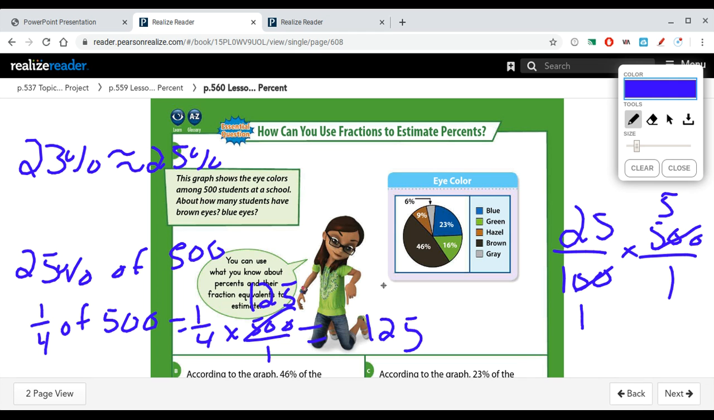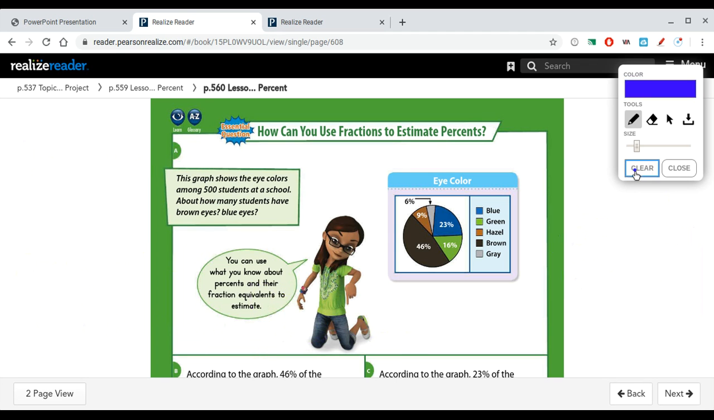The point is to make this as easy as you can. So if the 25/100ths was easier for you, use the 25/100ths. If this fraction is the easier fraction to use, use that fraction. Okay. So the blue percentage is going to be about 125 students. So blue is going to be 125 students.